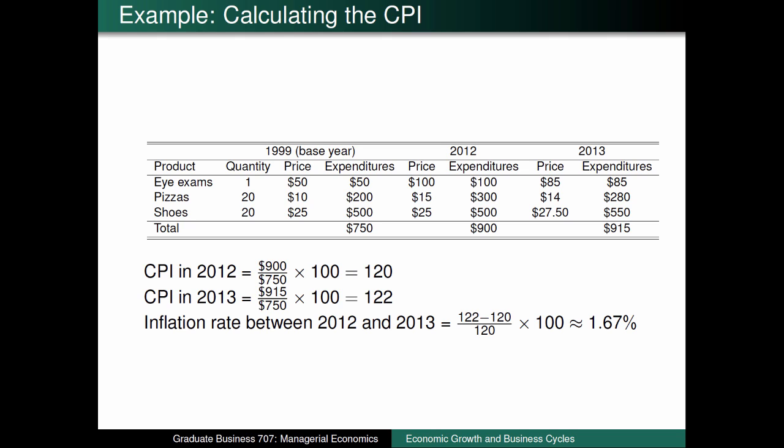Remember that the CPI is calculated as the expenditures in the current year divided by the expenditures in the base year, then multiplied by 100. The CPI in 2012 is then 120, whereas the CPI in 2013 is 122. In order to get the inflation rate from 2012 to 2013, we use the rate of change calculation, remember new minus old over old, times 100, to get an inflation rate of 1.67%.